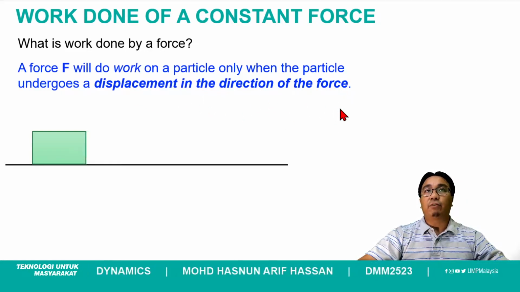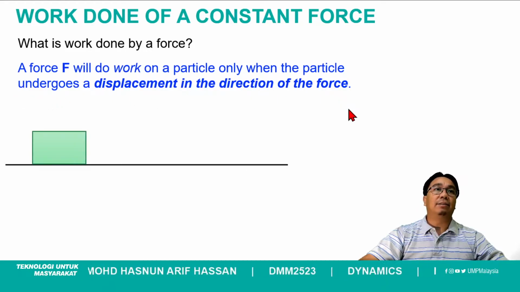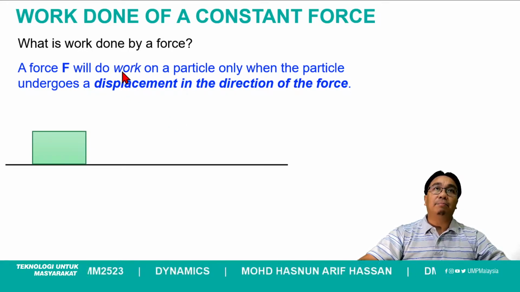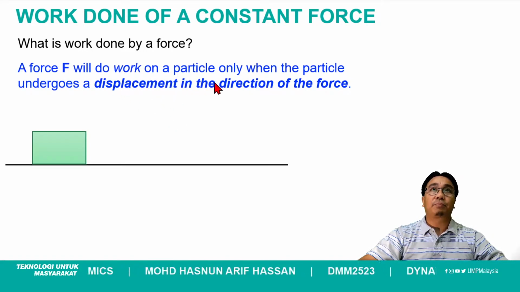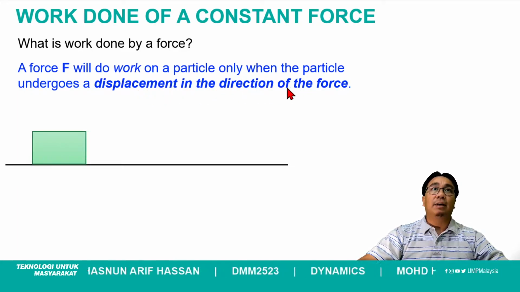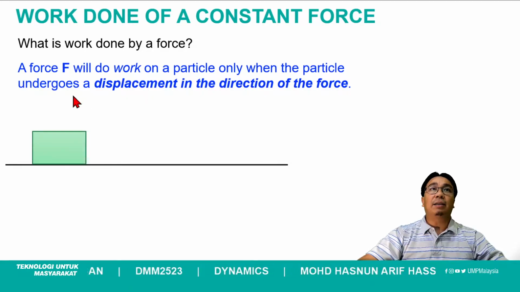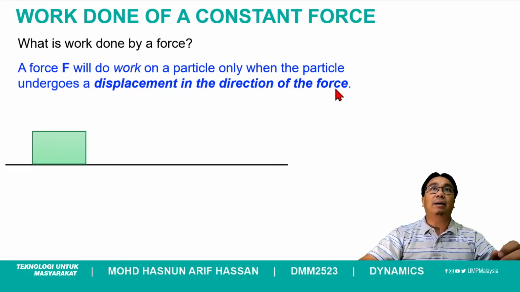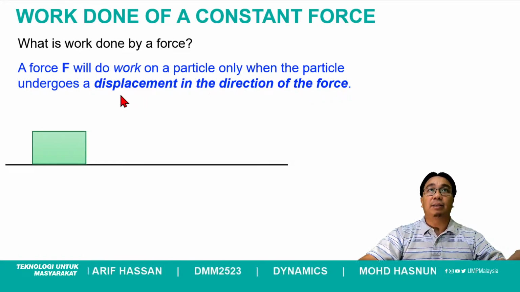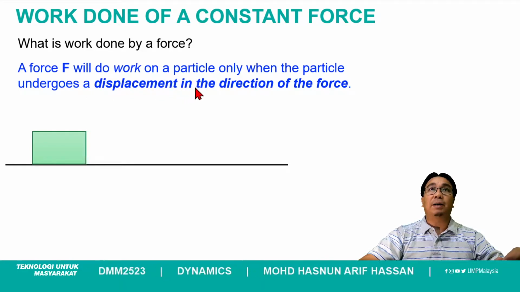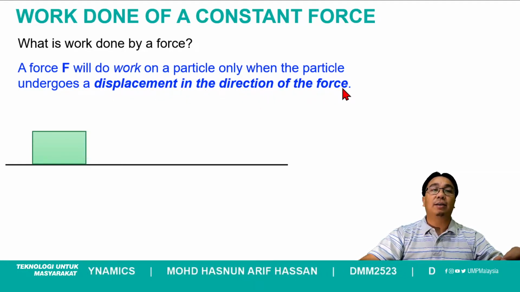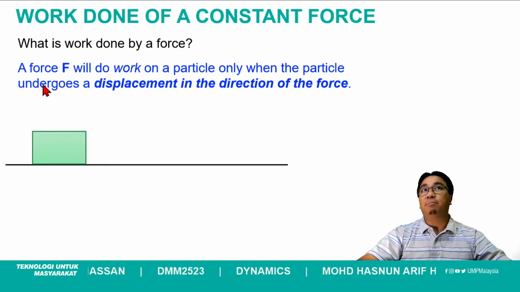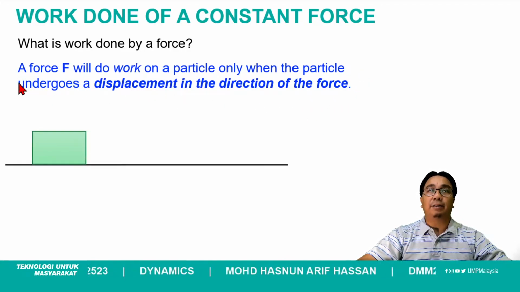What do you understand from this sentence here? Apa yang you faham selepas membaca ayat ni? Force akan melakukan work apabila the particle mengalami displacement dalam arah yang sama dengan arah force, arah daya yang diberi. Displacement of the particle must be in the same direction as the force, then only the force will do work. Ada siapa-siapa yang tak faham tak membaca ayat ni?